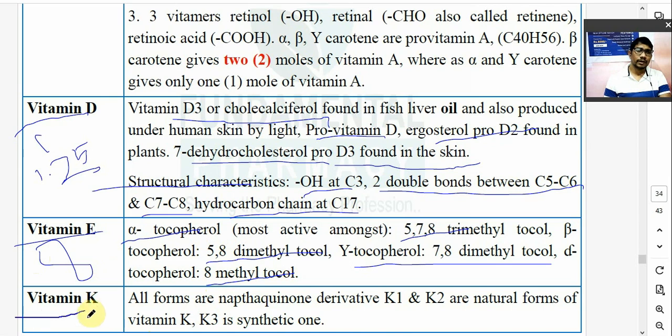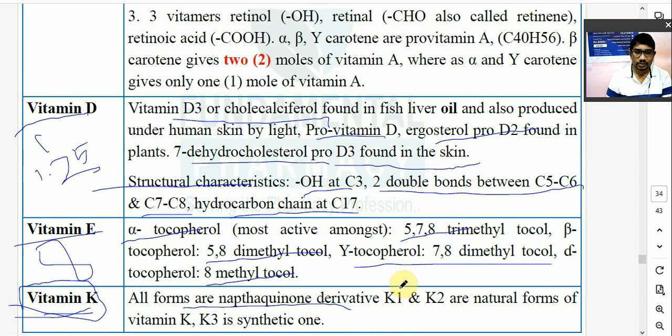Next is vitamin K. So all are the forms of naphthoquinone derivative. All forms of vitamin K: K1, K2, K3. Okay, ये सब क्या है? They are having naphthoquinone ring in the structure. क्वेश्चन आ चुका है इसके लिए. Naphthoquinone. Okay, and it is the only vitamin which is synthesized in the GIT. कि कुछ up to lesser extent B complex vitamin भी बनते हैं, but it is the only vitamin which is synthesized in the GIT.